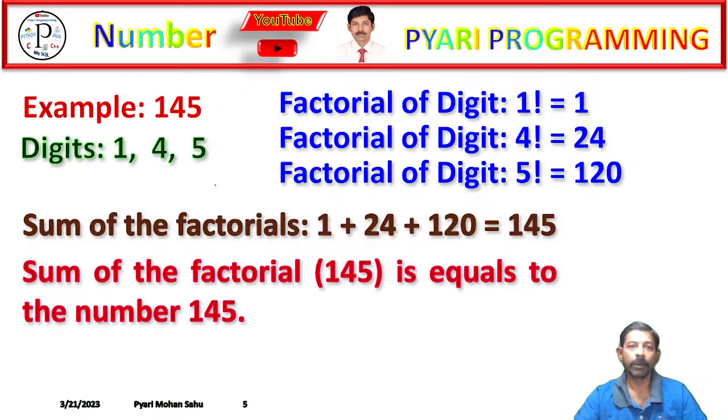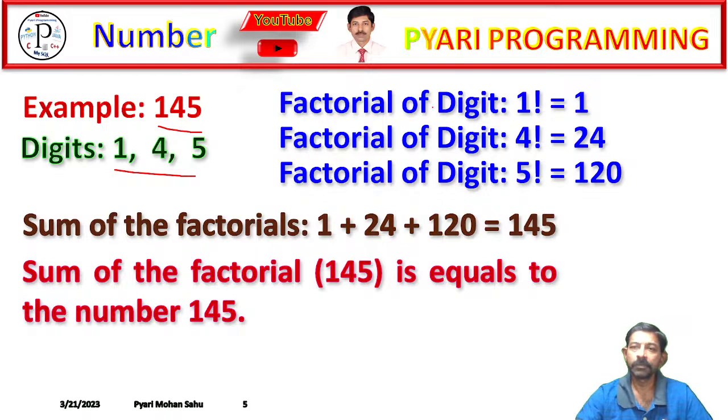Let's take an example. Suppose I am having a number 145. So digits are 1, 4 and 5. Now after getting the digits, what exactly should I do? That is most vital. I need to find out the factorial of it. Now how to find out the factorial? I will tell you. Hold on. Now let's see the example. Factorial of 1 is your 1. Factorial of 4 is your 24, because 4 into 3 is your 12, 12 into 2 is your 24. So factorial of 4 is 24.